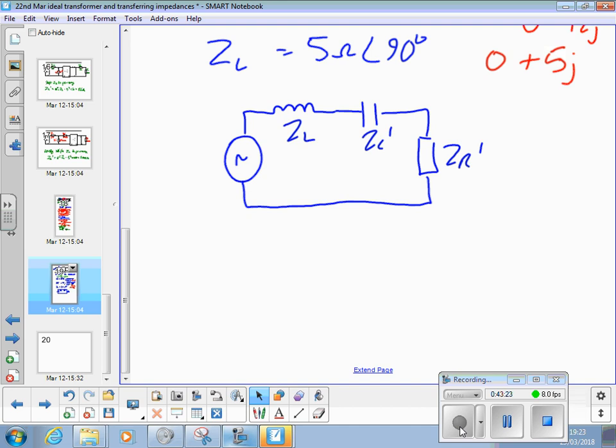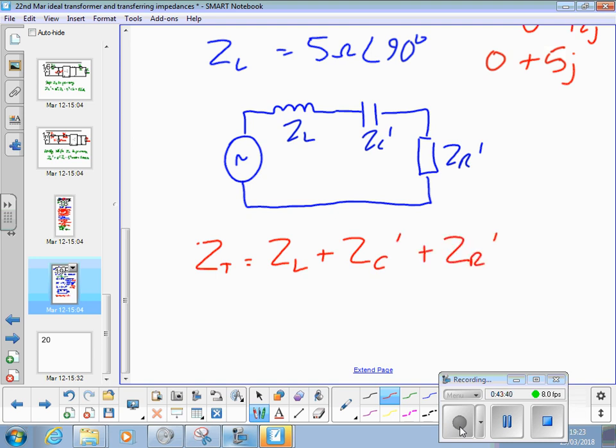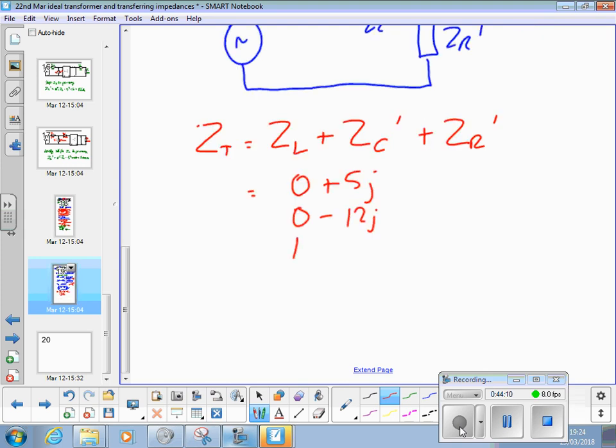So, next bit is, yeah, so we go ZT is equal to ZL plus ZC dash plus ZR dash, and that's adding up all these rectangular values. My preference is to write them one on top of the other, so that's 0 plus 5J added to 0 minus 12J added to 16 plus 0J. Add two columns up. 16, 5 minus 12 is minus 7J.